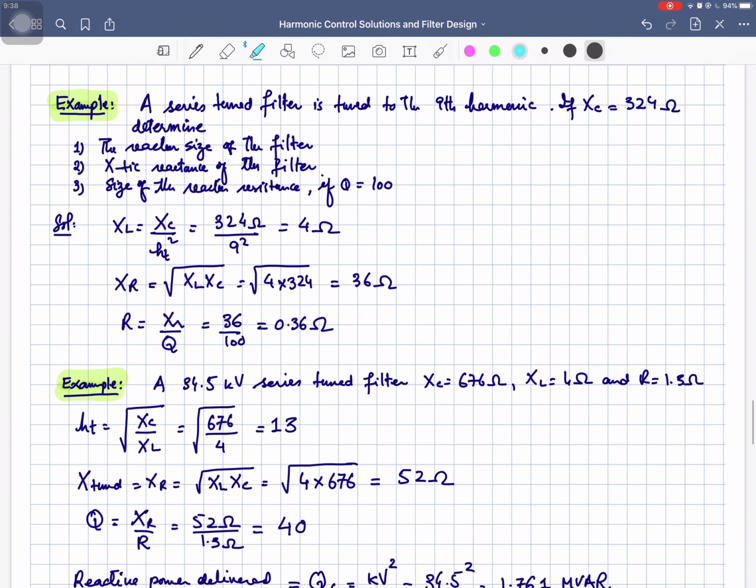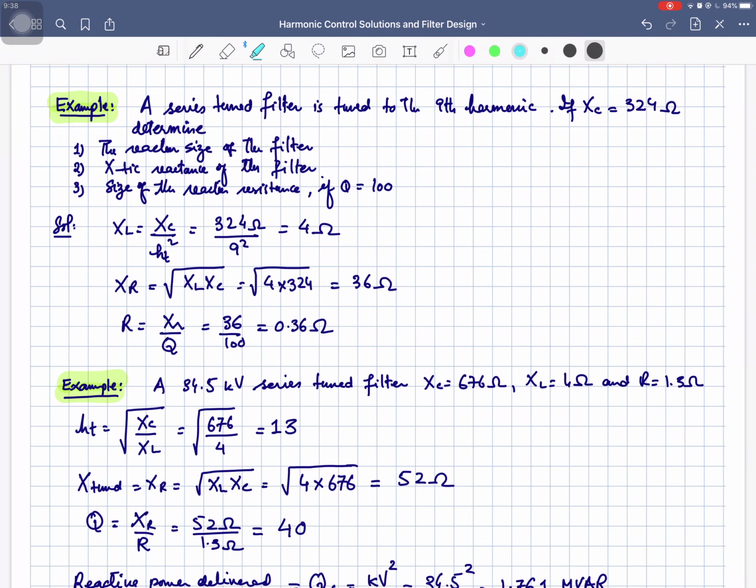So, now let us go through this example. A series tuned filter is tuned to the ninth harmonic. If Xc is 324, determine the reactor size of the filter, the characteristic reactance of the filter, and the size of the reactor resistance if the quality factor is 100. You can observe it is very simple. We have derived all the expressions, so you just need to plug in the values and you can find XL, XR and R.